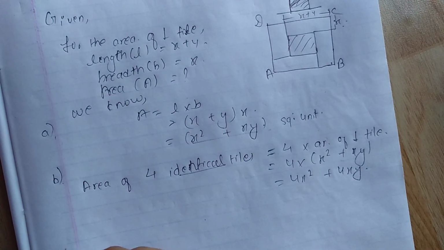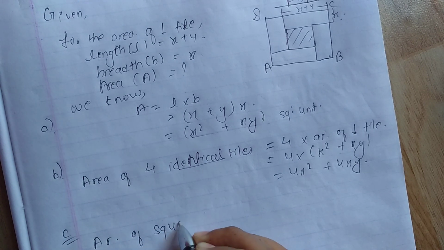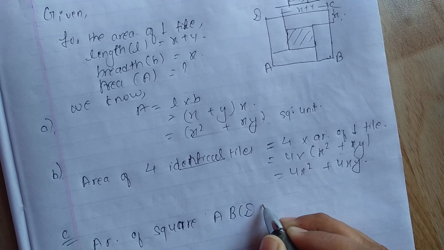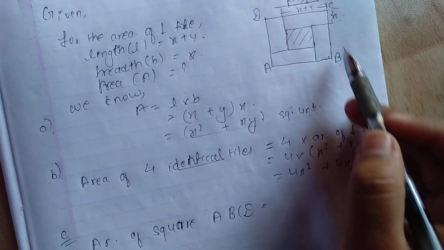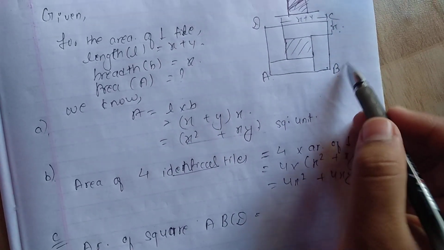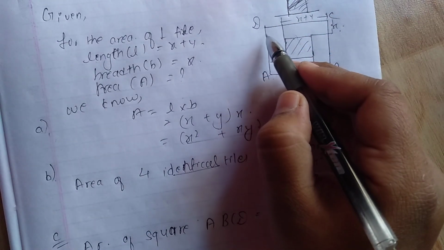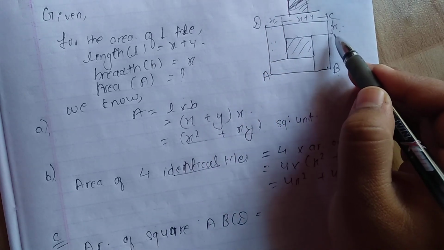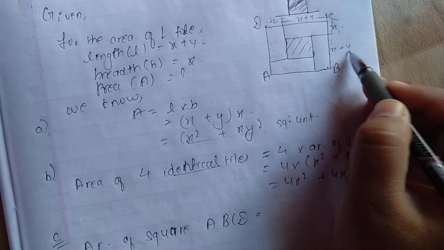Now the question is saying, C number question, find the area of square ABCD. Okay, look at this. So you can see how the length and breadth are to be calculated. Since the question is saying the tiles are identical, the breadth of this tile will be x here, and the length of this tile will be x plus 4.